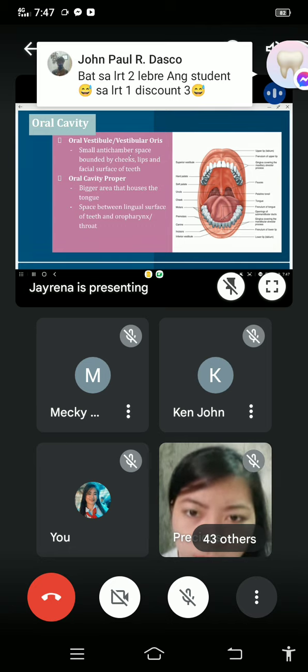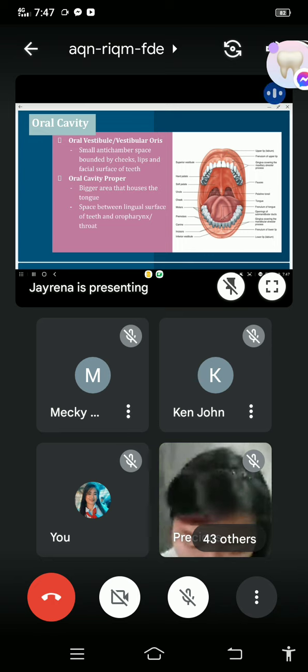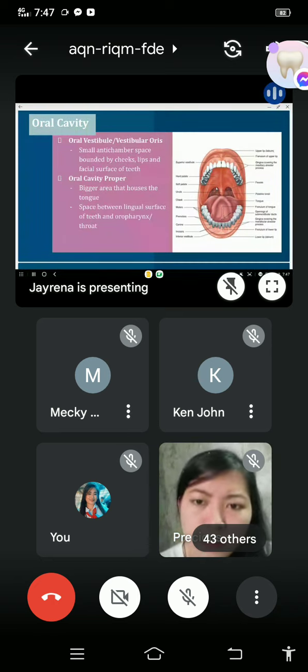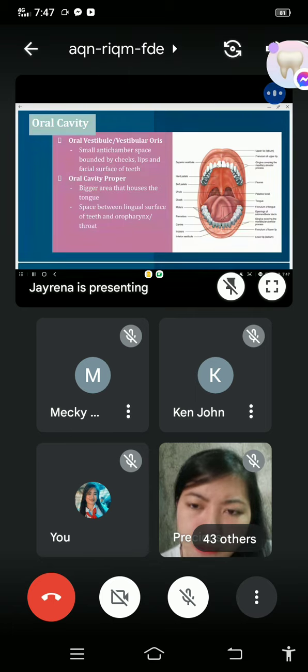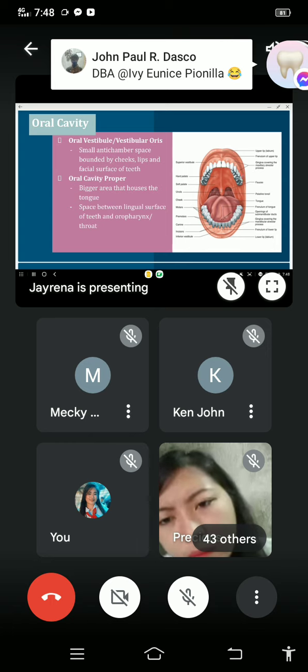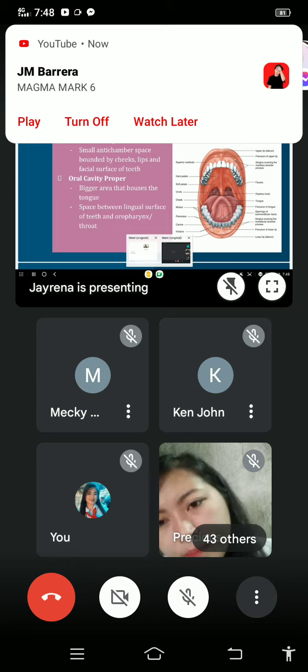So, the oral vestibule is the smallest area. Meron tayong tinatawag na anti-chamber space. And this is bounded by the cheeks on the side and bounded by the lips and the facial surfaces of the teeth. So, ibig sabihin, from the lips, yung likod ng labi, hanggang sa harapan na portion ng ngipin, hanggang makarating ka sa labial. Labial means facing the lips, buccal surfaces of the teeth, facing the cheeks. So you call that area as oral vestibule.